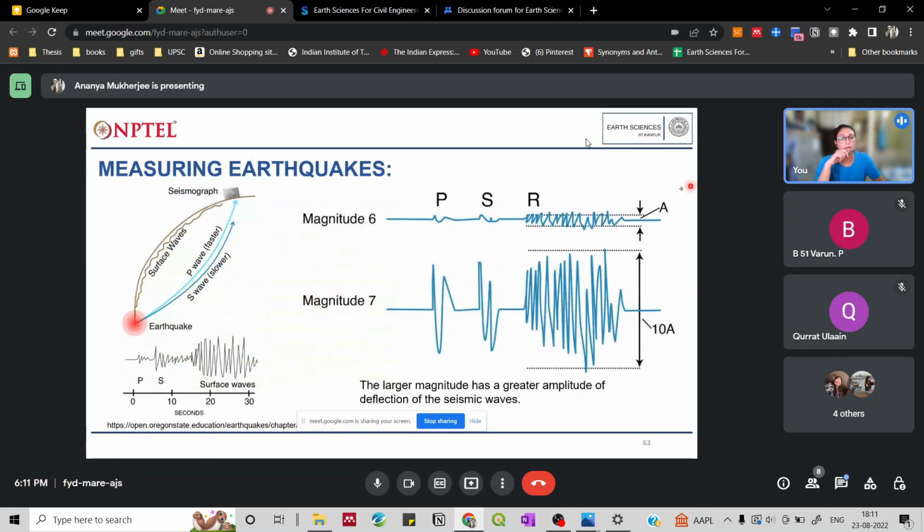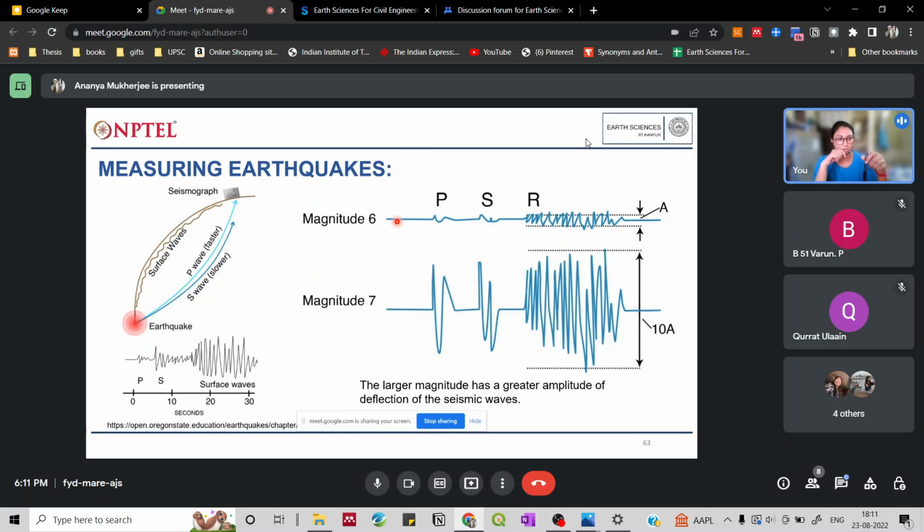Now, how are earthquakes measured? As I said before, there is a seismic station. They actually record the travel time of the different waves that are propagating. So you have the P wave, you have the S wave, and then you have the surface waves. A seismogram is an instrument where a pen is freely suspended, and a roll of paper moves across.